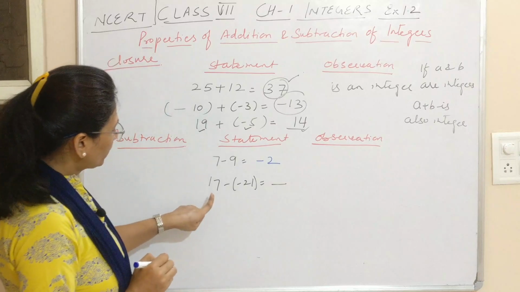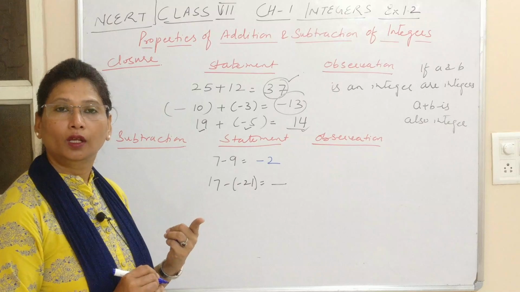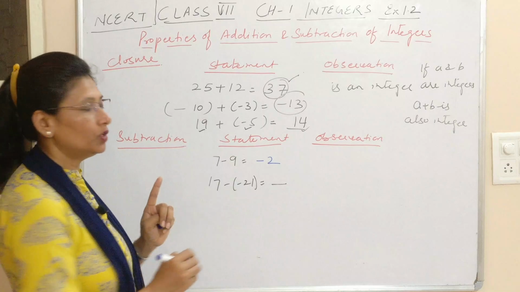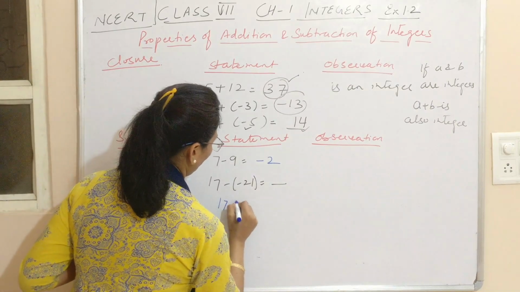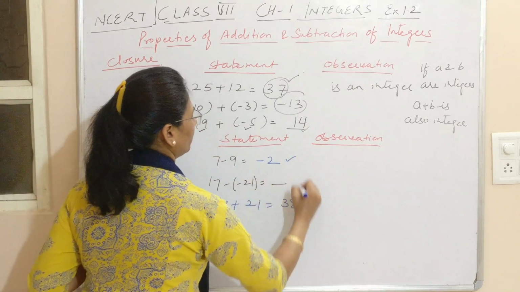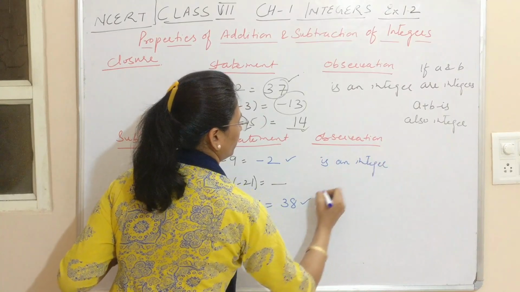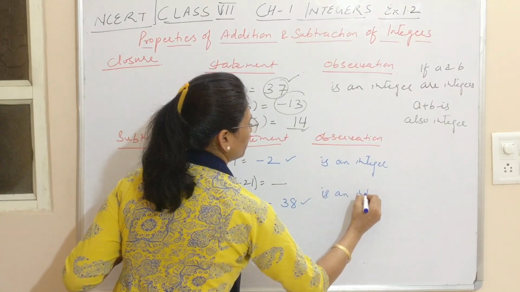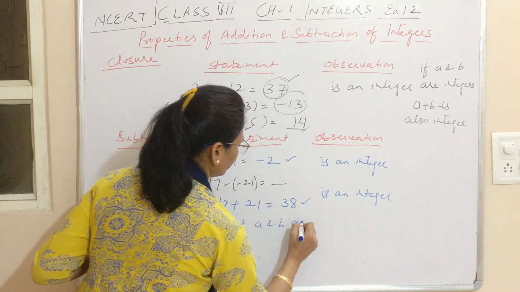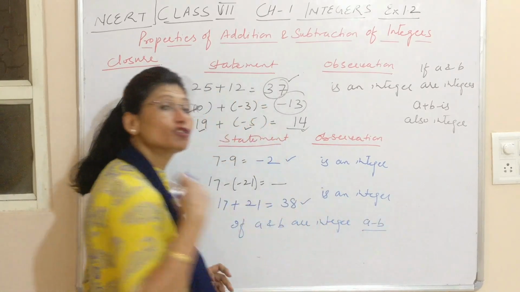Fine. Moving to the next, I am subtracting, this is 17 minus 21. So what we will do is change the sign. There is a negative sign outside, so the sign inside would change. So this becomes 17 plus 21 and this is 38. Now if you see, this is an integer and this is also an integer. So what does it mean? It means if A and B are integers, then A minus B is also an integer.